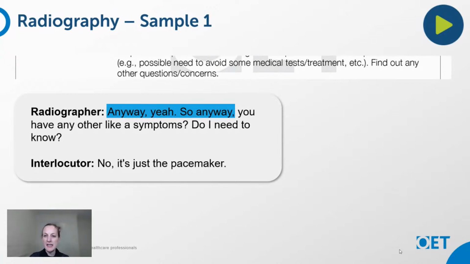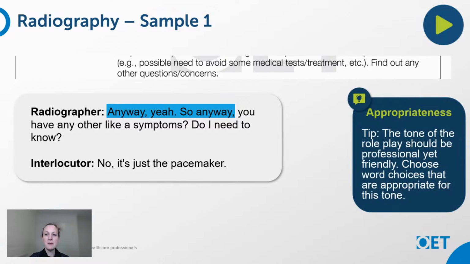She uses anyway twice, and certainly it is a means of changing topic. We do it quite a lot when we're speaking, but perhaps it's not suitably professional enough for changing topic with a patient. Remember, it is important that you keep your language choices and tone appropriate for the setting that you are speaking in, because those are covered in the linguistic criteria.